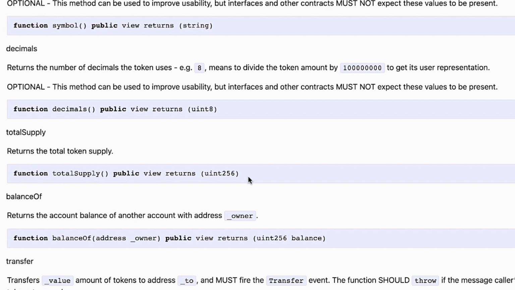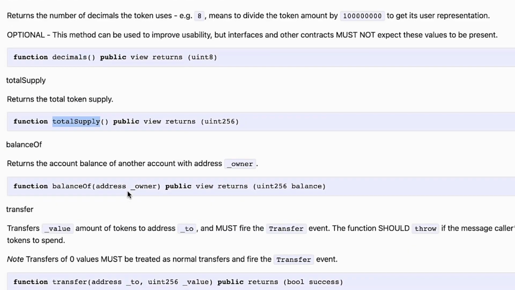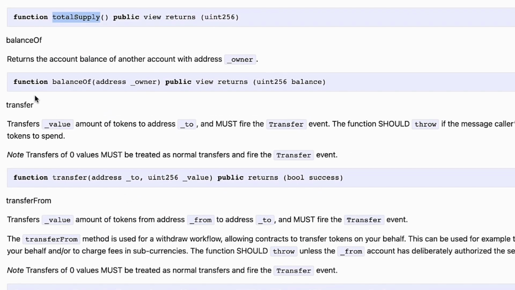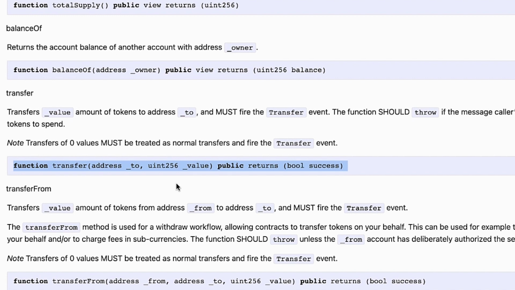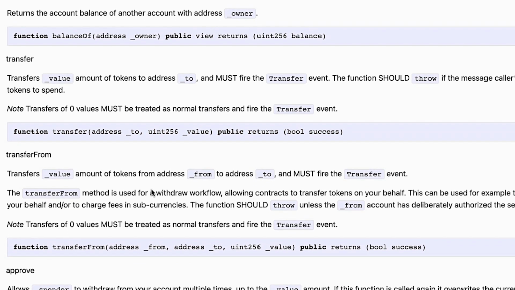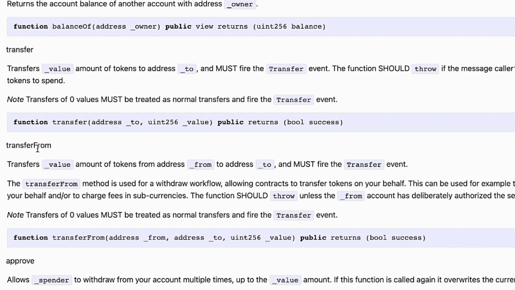Okay? The total supply is not optional. This is mandatory. And this is important to know the total token supply of a particular token. Okay? The balanceOf function helps you to return the balance of any account. As you can see, it receives an owner and returns the balance. Okay? We also have the function transfer, similar to what we did in the minimal token example, but we also have more advanced functionality, like transferFrom.